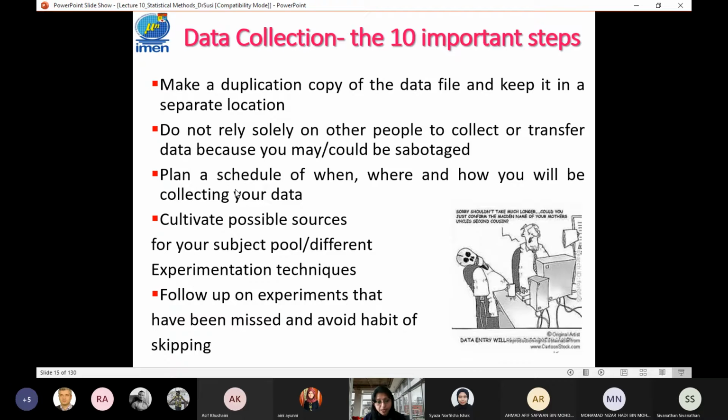Now you know in IMEN we have a schedule of when the labs are open. It is a bit difficult because you can't go in as often as you want to, but at the same time, if you have proper scheduling, you can plan how exactly and when you're going to collect your data. Cultivate possible resources for your subject and pool, different experimentation techniques, follow up on experiments that have been missed, and please avoid the habit of skipping.